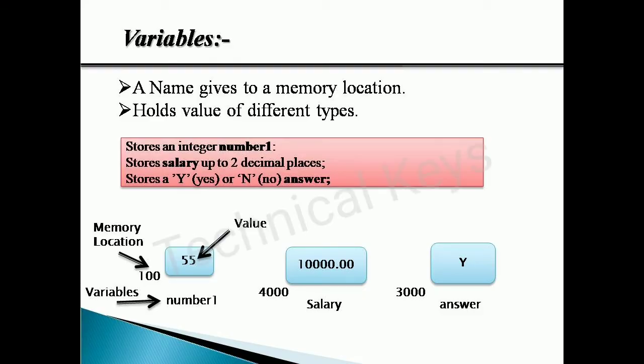Variable: if I want to store a certain value in my memory location, then that memory location will be given a certain name, and that is called a variable. So basically, variables are used to store your data. Whenever I write a C program and want to store certain data, I will require a variable.